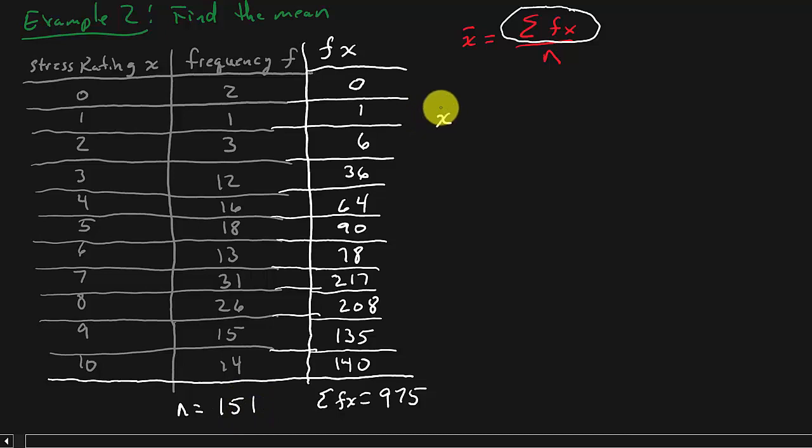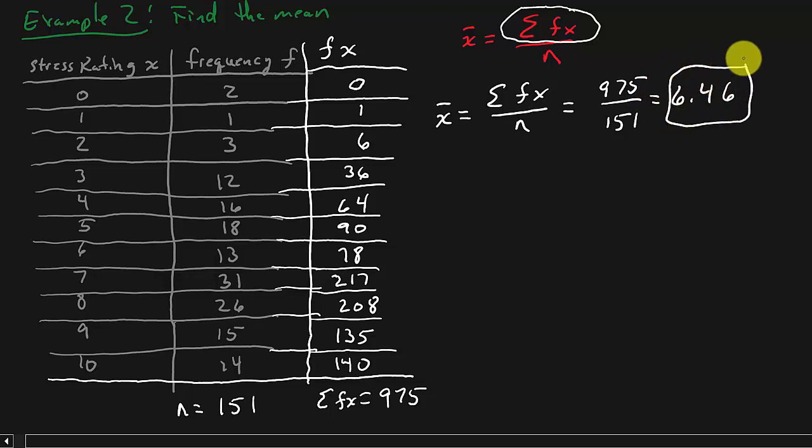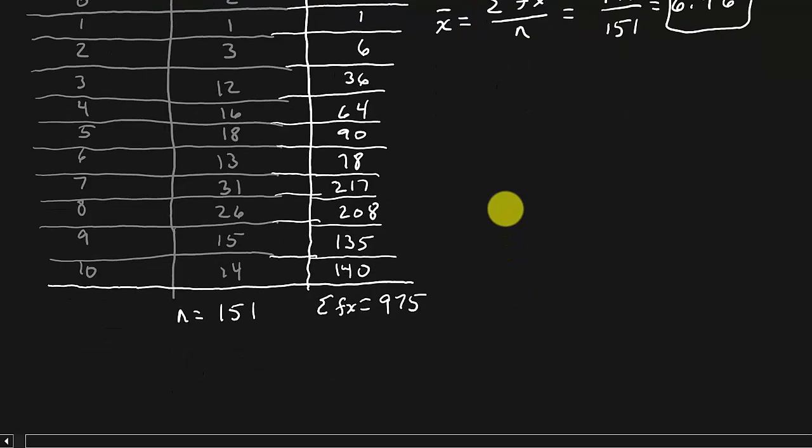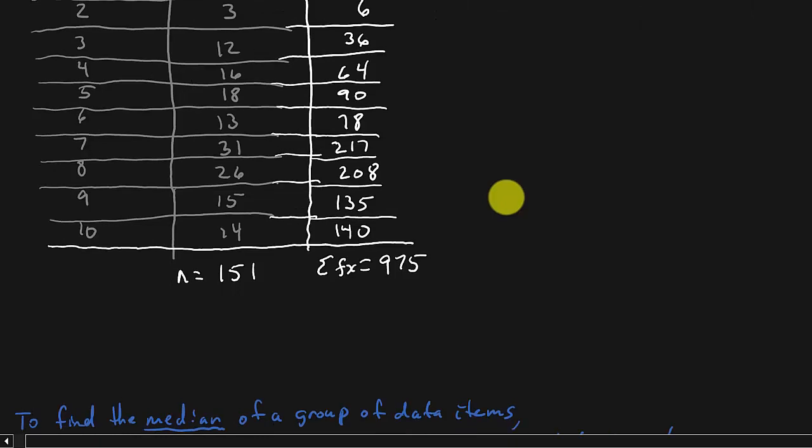So now I get X bar is the sum of F times X over N, which is equal to 975 over 151, and that ends up giving me 6.46, and there's my answer. All right, so see, it's not too bad. It's not bad at all. You just add up all the X values, divide by however many you have.